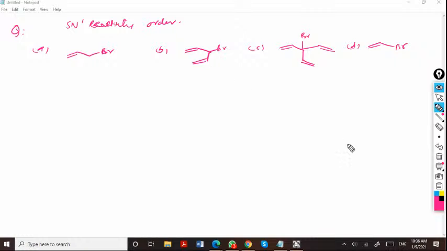It is directly proportional to the stability of the carbocation. If you know the stability order, then it will be easily solvable. So which is the most stable carbocation among these? C, because this is the most conjugated among these three. So C will be the maximum. Then B, then A. Vinyl carbocation is the least stable among all of these. So reactivity will be like this.